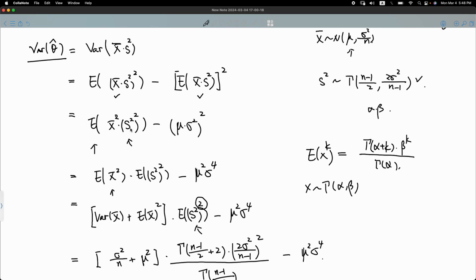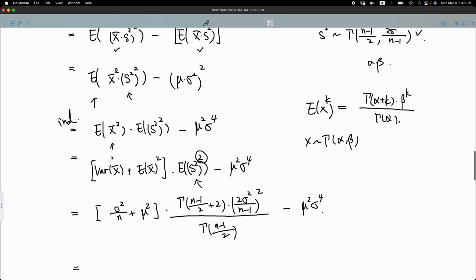And then, because we have independence, we can write it as a product of the two expectations. Then we apply the second moment minus the square of the first moment formula again, resulting in that. Because we know the distribution for x bar, we plug in the formula. Here, this is a gamma random variable raised to the power of the kth moment, and we just use the formula to evaluate that. And then we have this.